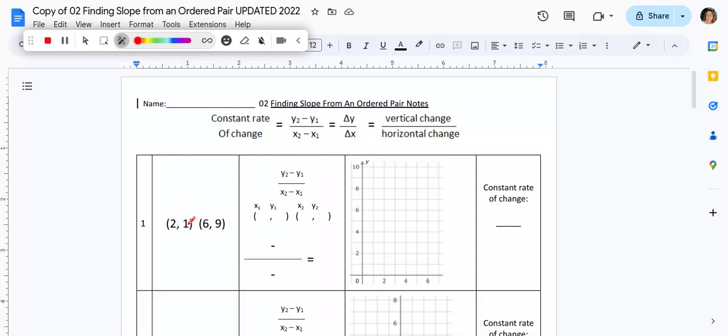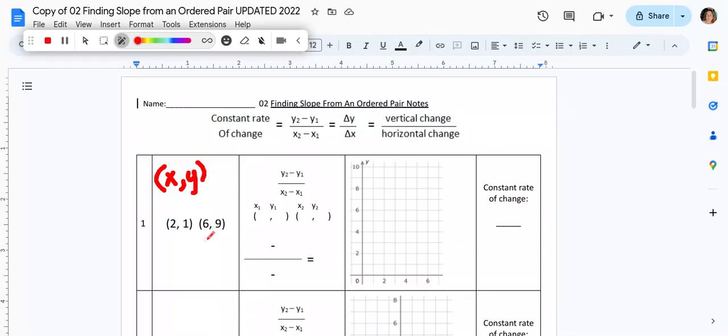Here we have a set of ordered pairs. Now, what are some things that we know about ordered pairs? Or what is the thing we know about ordered pairs? We know that they are written as x, comma, y.